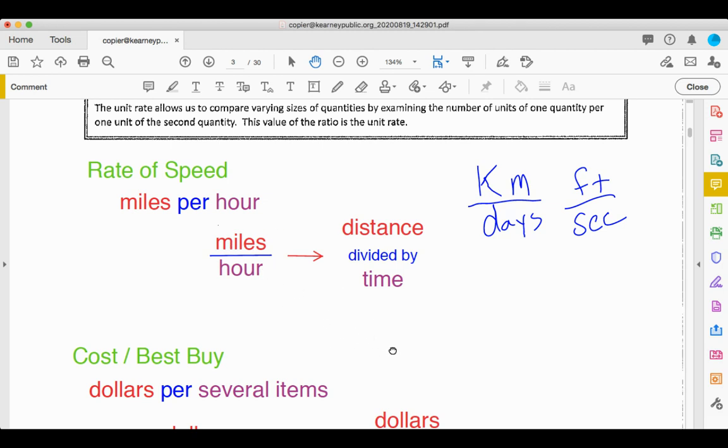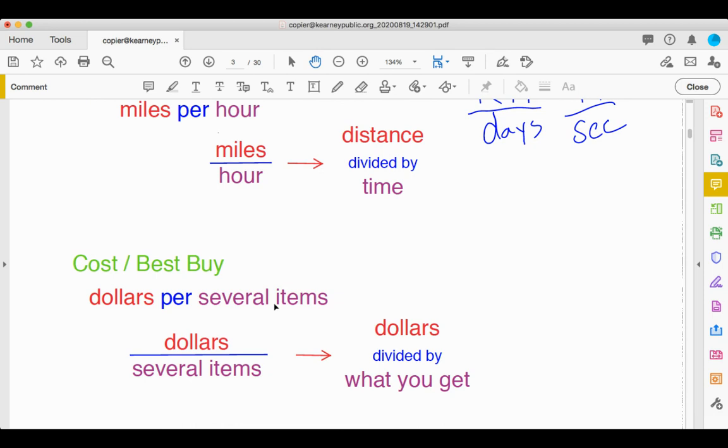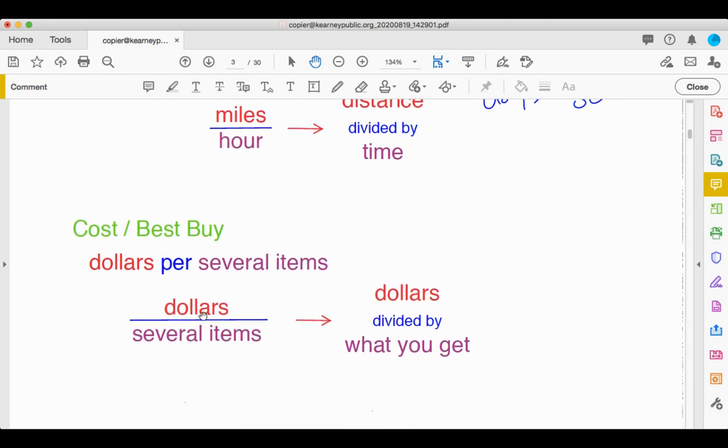And just like up here, we're going to divide it out. So you write this too. Dollars divided by whatever items you get. Okay? So write down that ratio.